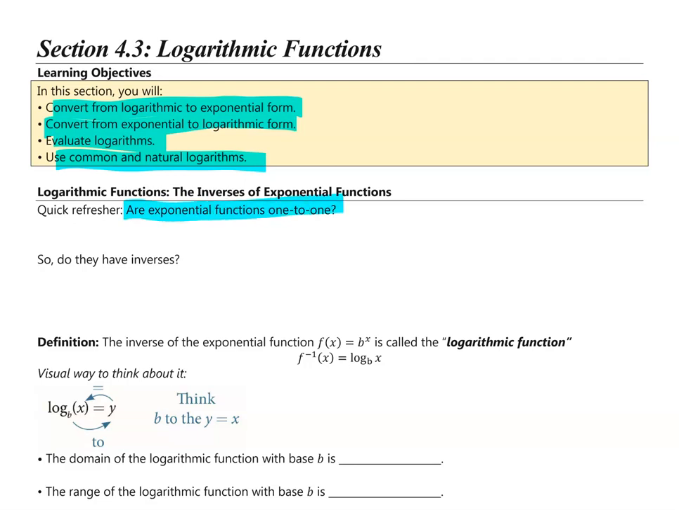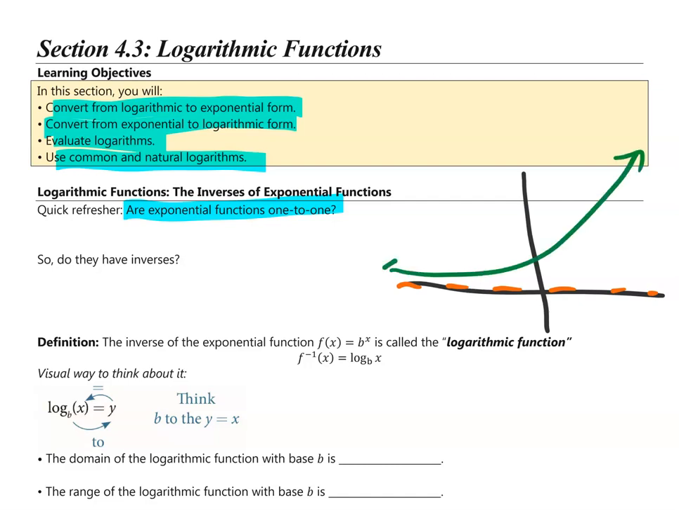Let's start with a graph of an exponential function. You learned this from the last section, 4.2. You have a horizontal asymptote here, and this is an example of a graph of an exponential function. So how do we check if an exponential function is one-to-one?